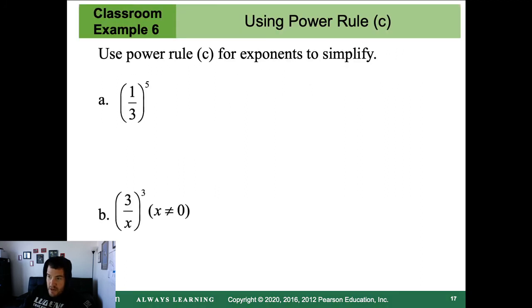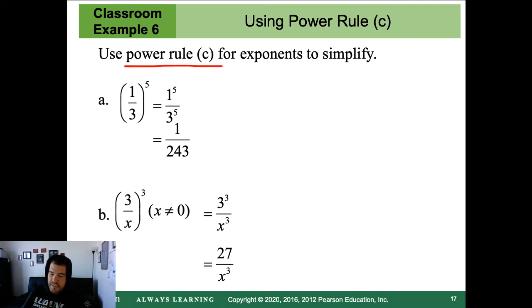So for instance here, this is going to be 1 to the 5th over 3 to the 5th, and then you get whatever that is, and then here it's 3 cubed over x cubed, which becomes 27 over x cubed. So again, sorry, I didn't mean to rush through that, but power rule C is very, very similar to power rule B. Basically, the way you think about it, if you have anything in a set of parentheses and you have an exponent on the outside, you distribute that exponent all the way in. So it goes to every piece.